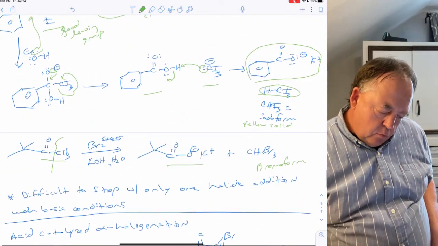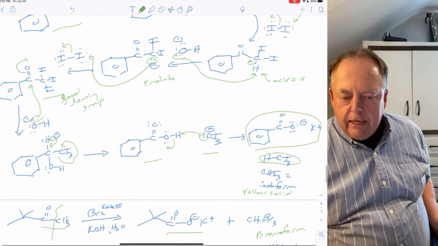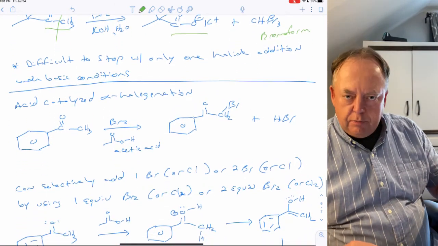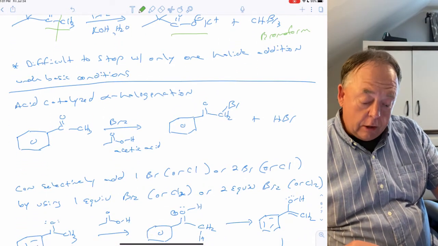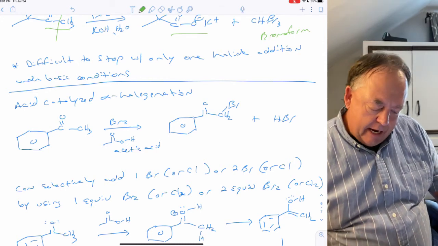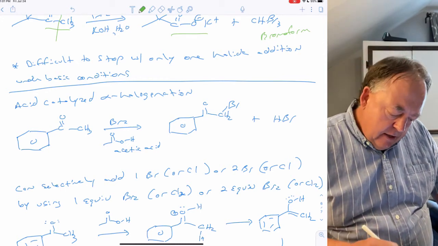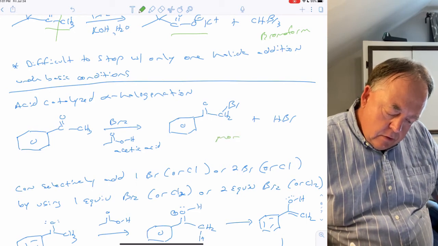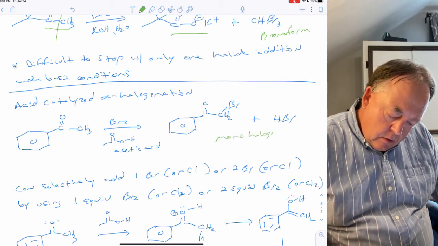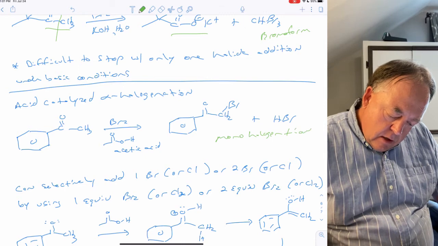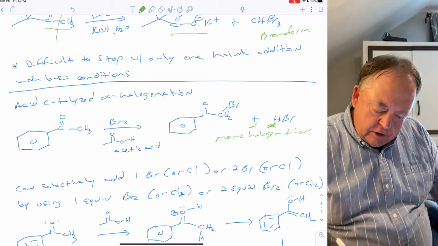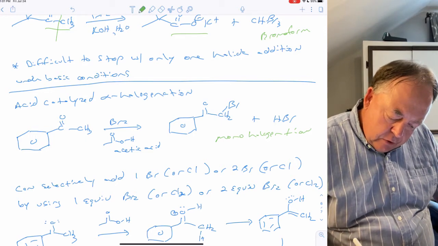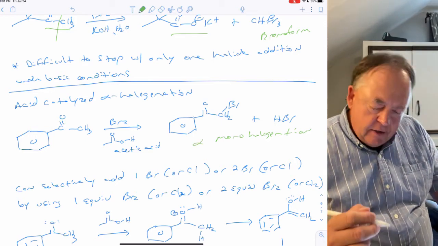Okay, so what if you don't want to put 3 bromines or 3 iodines on? It's hard to stop under base conditions at just putting 1 bromine or 1 iodine or 1 chlorine on. But if you do the reaction under acidic conditions instead, then you can just do mono alpha halogenation. So you're sticking the halogen at the alpha carbon, right? That's the carbon next to the C double bond O.